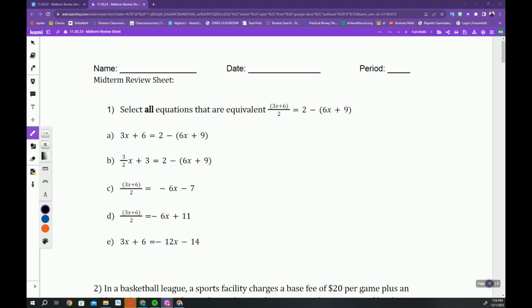Hey everybody, so we're here and we're ready to go over the midterm review sheet. If there's a question that you've done in class and you just want to skip to the next, just fast forward and find the question you're looking for. We're going to start with number one.